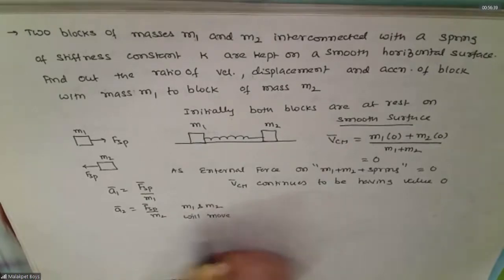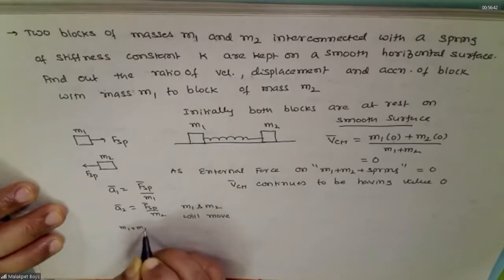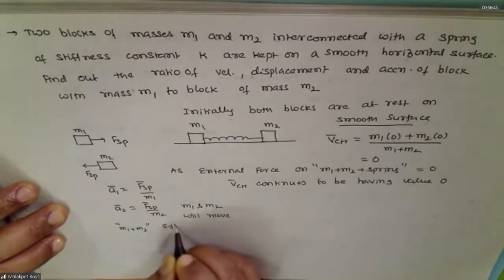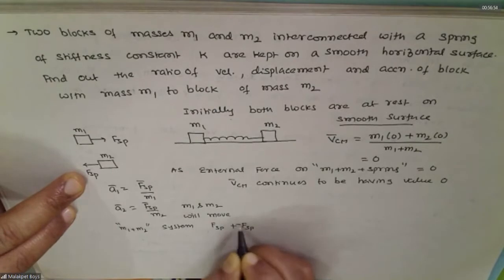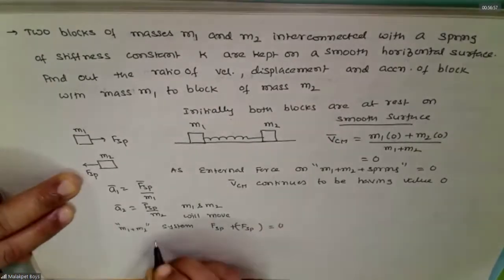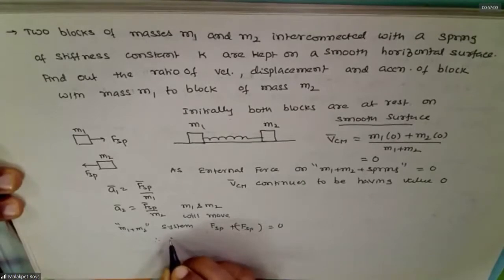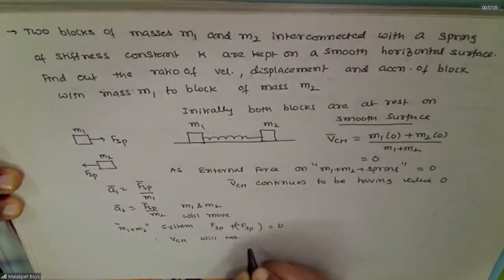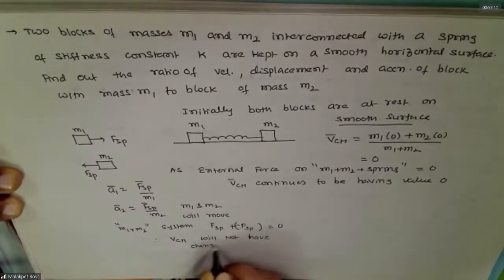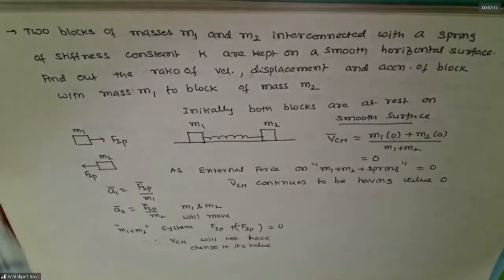So M1 and M2 will move, will accelerate. But if you take the M1 plus M2 system, what is the total force here? Spring force will be 0, no? Total 0. F spring minus F spring. Therefore, VCM will not change. Center of mass will not move. Understood this? Clear or not? So individual particles may move, but the center of mass remains constant.